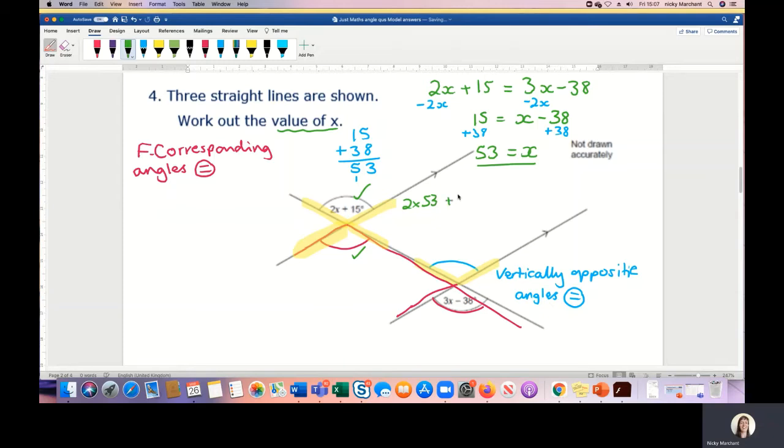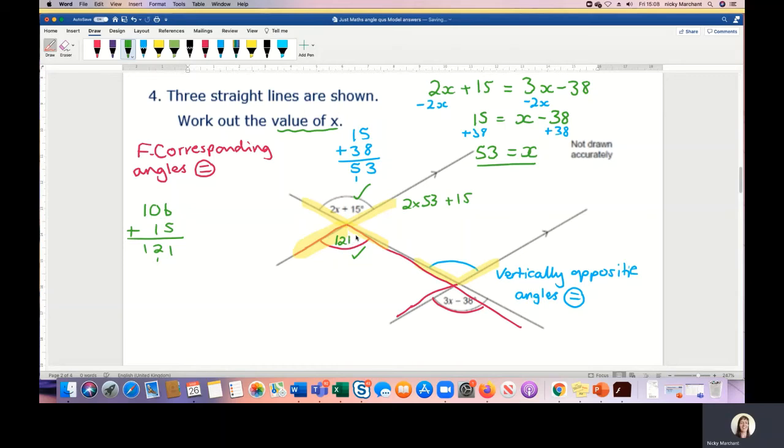Add 15. Okay, again, don't guess it. 2 times 53, probably do that one in your head. 106, and then add on the 15. Okay, 6, that's 11. Okay, 121. So this angle and this angle and this one and this one, they're all 121 degrees.